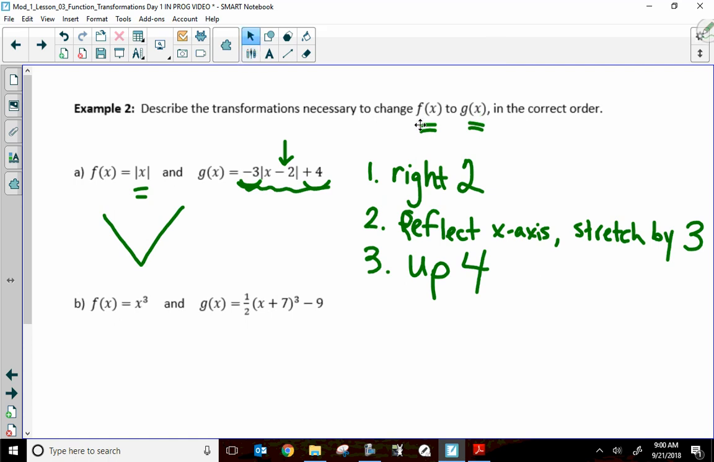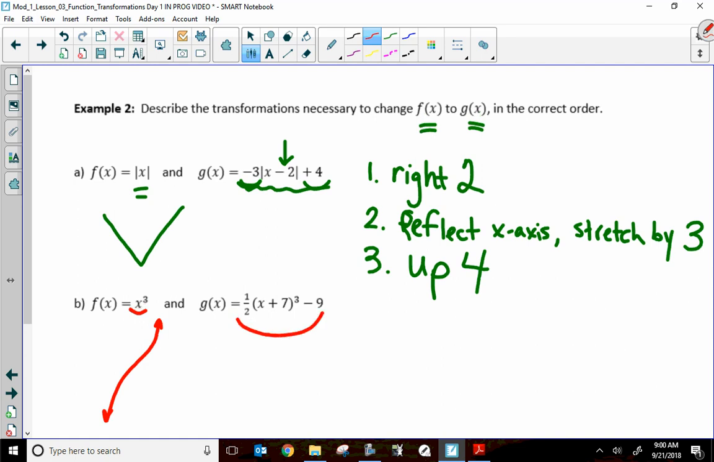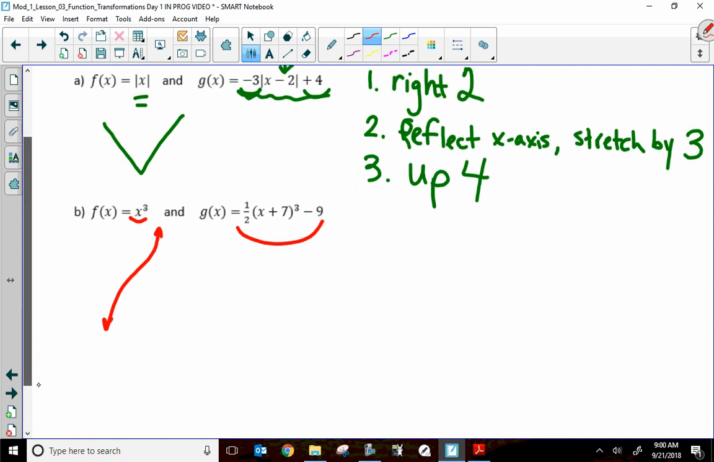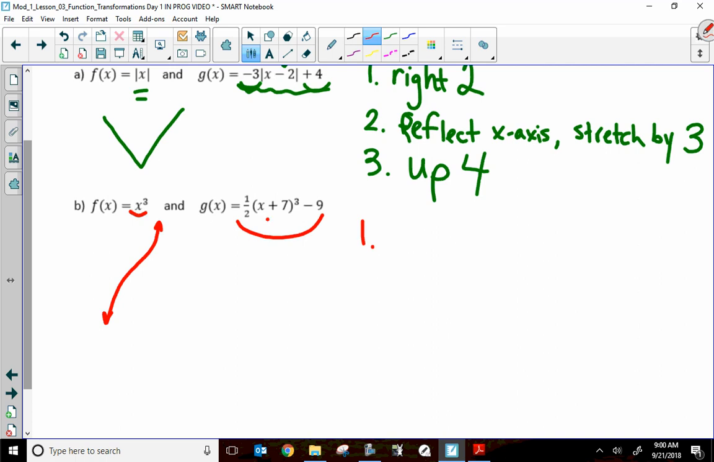So let's take a look at the next one. I don't make x cubed, which looks like this, goes down. Still looks like this. Let's do this in proper order. We are going to worry about left and right first, which is this number right here. That tells me I'm going to move left 7 units.